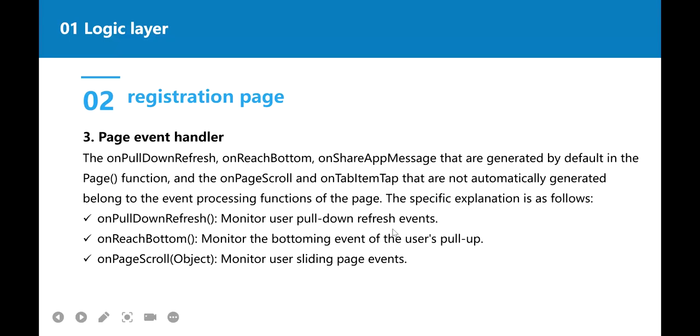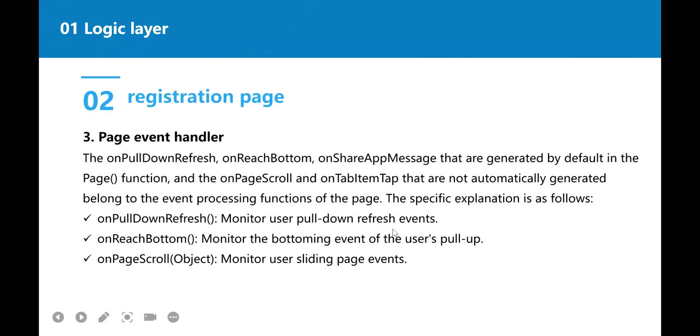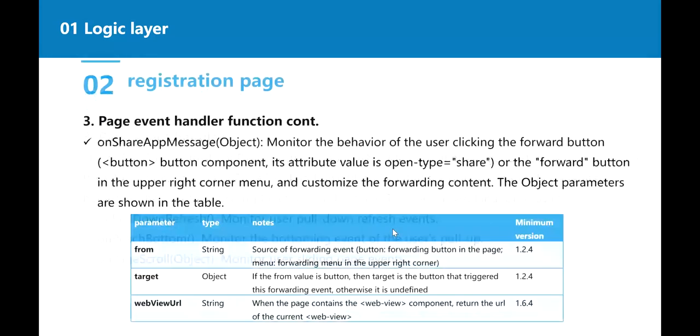Here, we work to show different page event handlers. Yeah, here we all see these. Except these three functions, we have the onShareAppMessage function to monitor the behavior of the user clicking the forward button. We use the button component. Its attribute value is like this, or the forward button in the upper right corner menu. And we can customize the forwarding content.